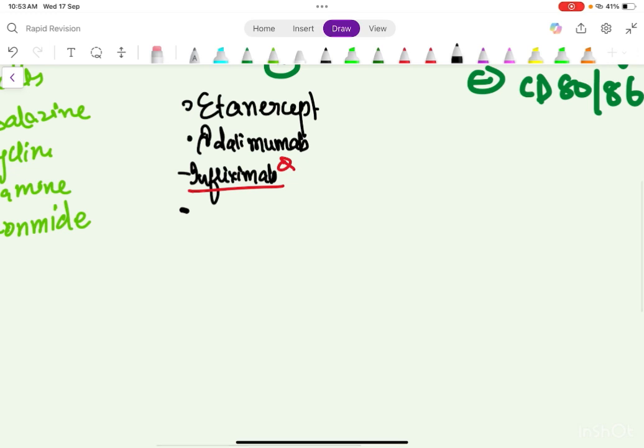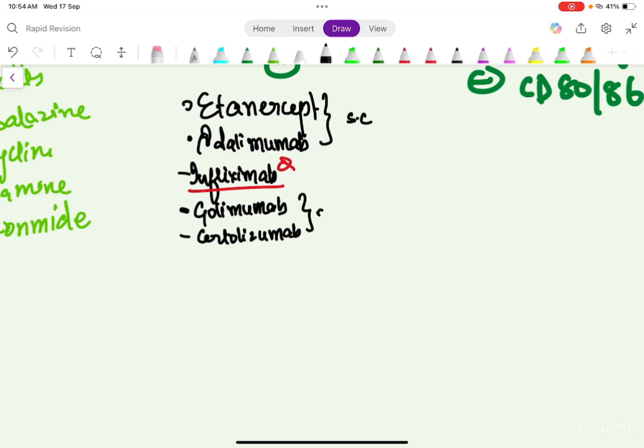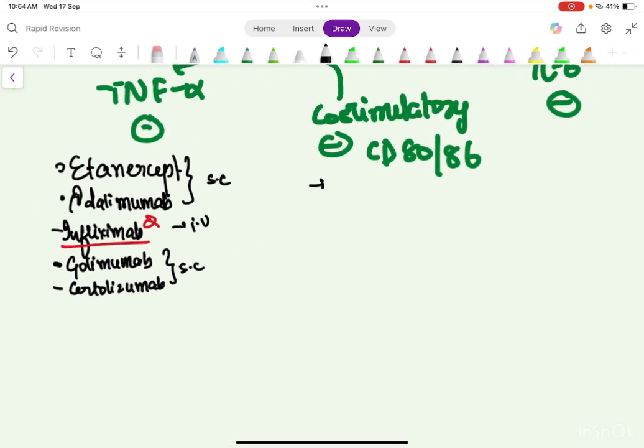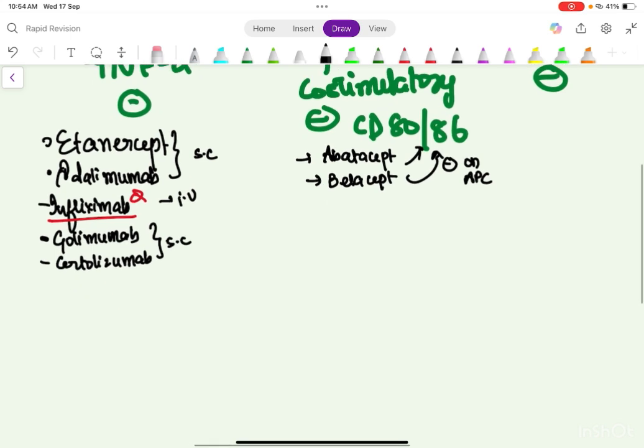Then you have golimumab, then certolizumab. Now these are given subcutaneously and this is given IV. Now coming on to co-stimulatory. In this you have abatacept, belatacept. They basically inhibit CD80 and 86 on the APC, the antigen presenting cell.